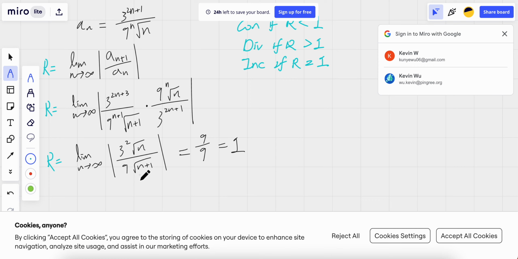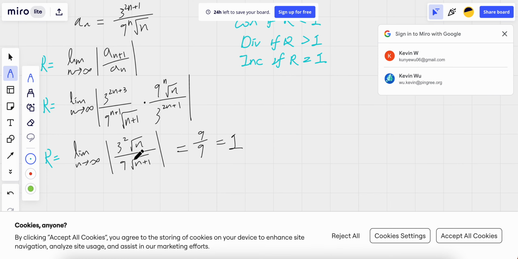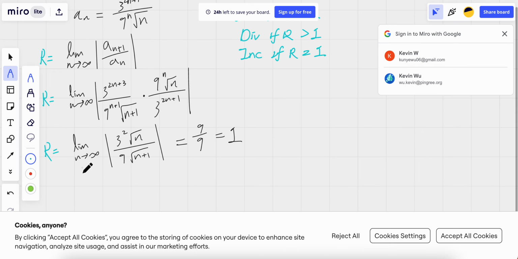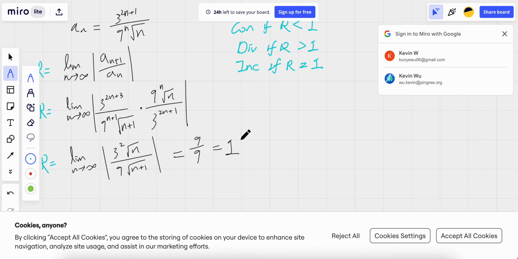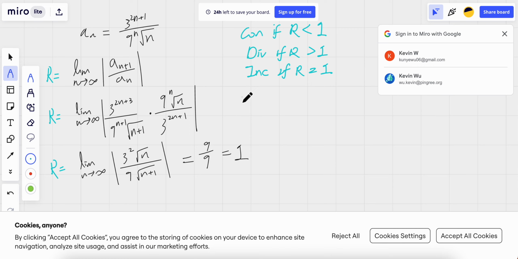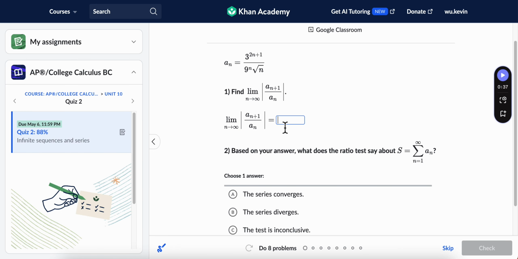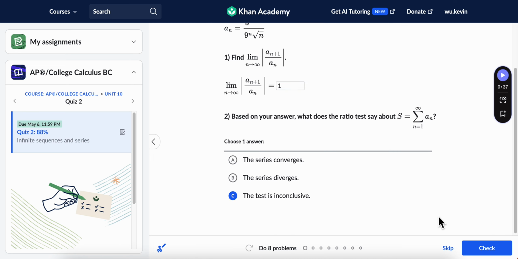So the simplified form becomes 3 squared times the square root of n over 9 times the square root of n plus 1. And since we know that as n goes to infinity, they both have the same power, it's just the coefficient. So in this case, it's going to be 9 over 9, that equals 1. And because r equals 1, we know the series is inconclusive. So we can type that in where r equals 1, and therefore the test is inconclusive.